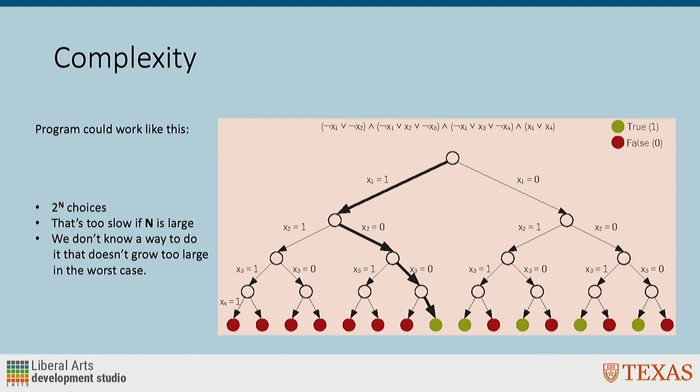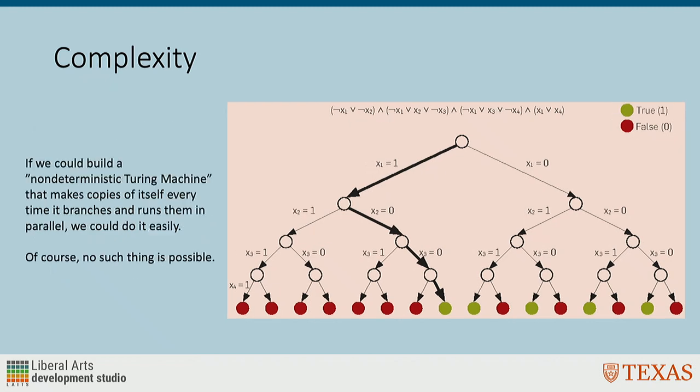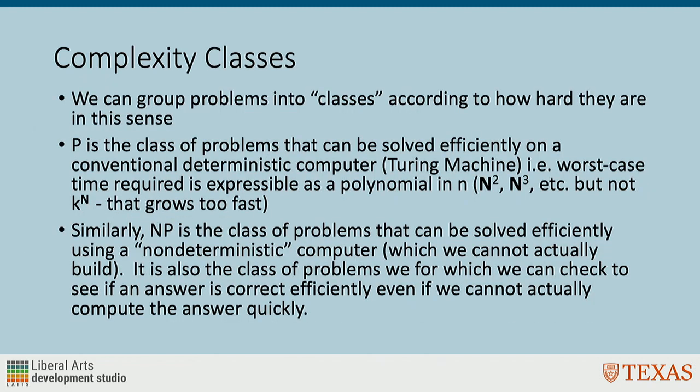What we don't know is how to build something like that because it's making all these copies of itself, right? So we call those non-deterministic machines. And now we can have different machine models with different amounts of power, and we can group problems into classes that are solvable efficiently on that machine model. So for this example, Turing machines can solve some problems we know efficiently. That's what I mean by not taking too large an amount of time as a function of the input. And we call the class of all such problems P.